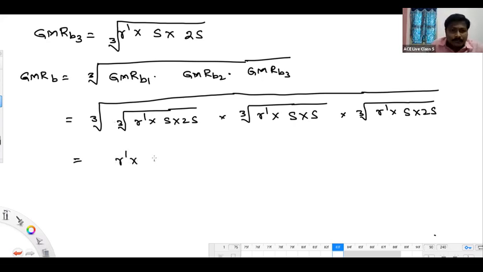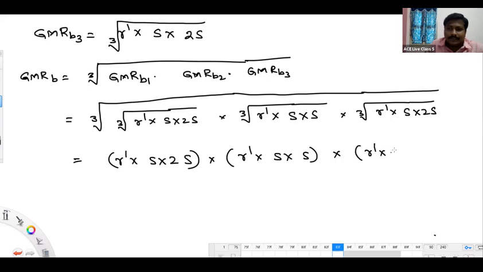R dash into S into 2S. Next, R dash into S into S. Next, R dash into S into 2S. Whole power 1 by 9.